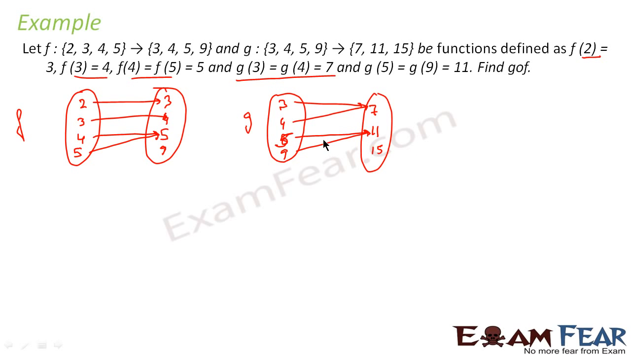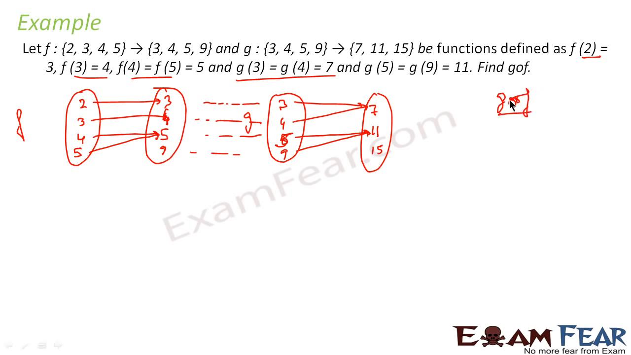Now I have to find g of f. If you see, the common thing is this one. This set is common, right? Since this set is common, we can merge this set. You see, this is 3, this is 4, this is 5, this is 9. And this is g of f. We have to find g of f. Please note, not f of g. We have to find g of f.